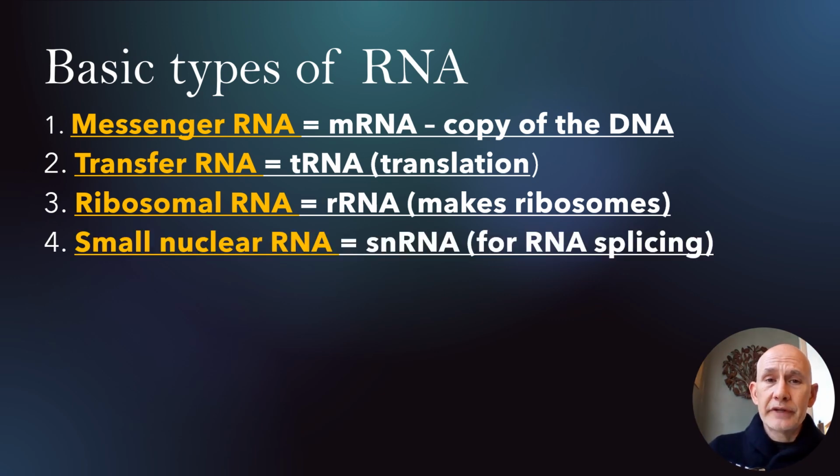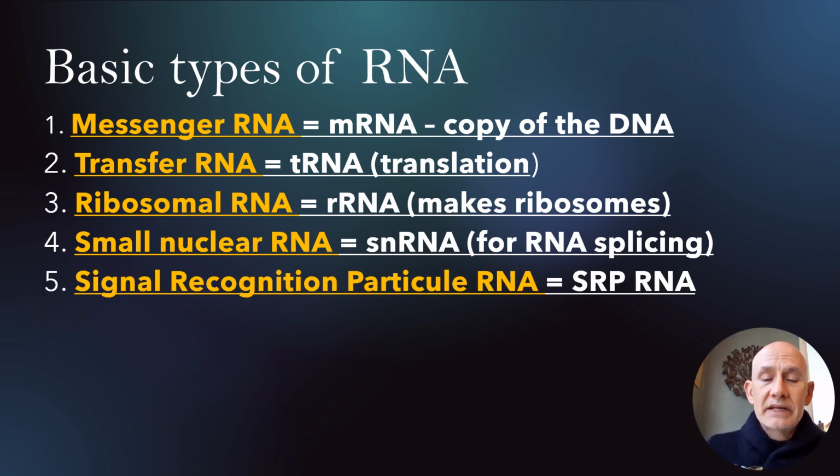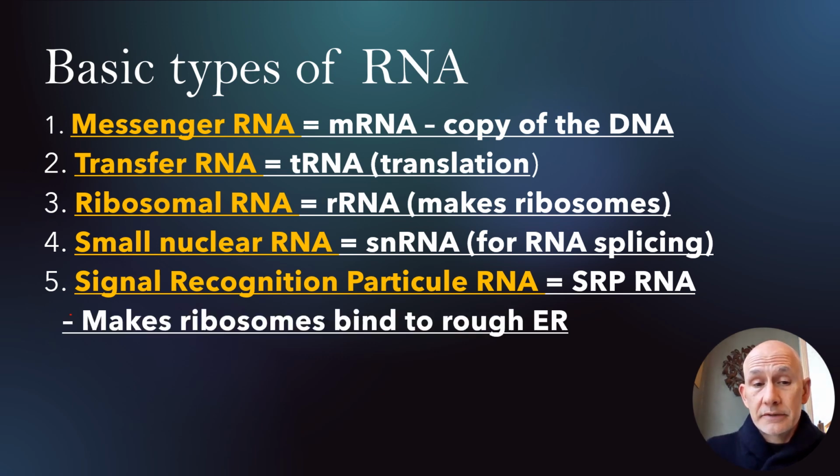We have small nuclear RNA. So this is going to be part of what's known as a snRNP, or a small nuclear ribonucleoprotein, which is something that makes up a cluster of proteins called a spliceosome, and that's what helps edit RNA. Then we have signal recognition particle RNA. This is what is responsible for determining whether a protein stays in the cytoplasm or if it is going to be made in the rough endoplasmic reticulum.